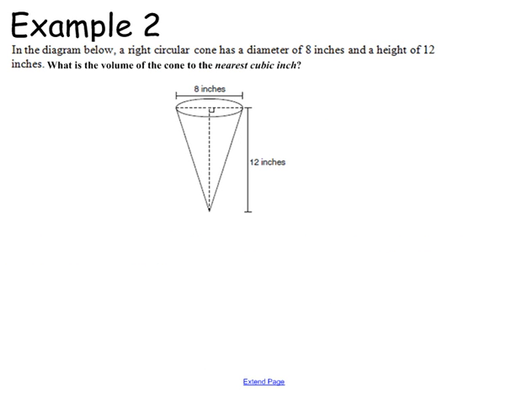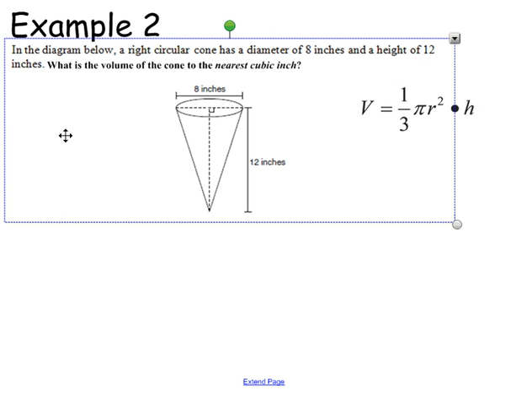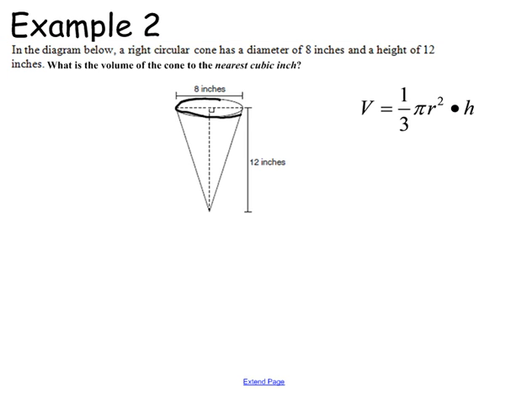Example 2. In the diagram below, a right circular cone has a diameter of 8 inches and a height of 12 inches. What is the volume of the cone to the nearest cubic inch? So the formula is 1/3 pi r squared times the height. And how did we get the pi r squared? Well, remember, the formula was initially volume equals 1/3 times a capital B, which stands for area of the base, times the height. And the area of the base is pi r squared because your base is a circle. So to get the area of the base, you got to do pi r squared.